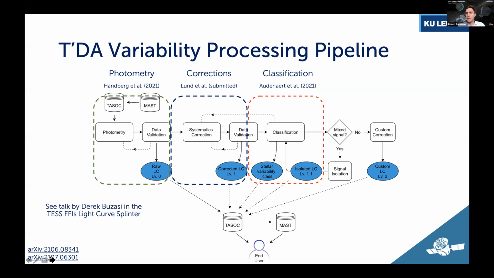Now, the TESS variability processing pipeline actually comprises multiple modules. The first module is the photometry module, and here we go from the images to the actual light curves. In the next one, we do corrections using two different methods, a CBV method and an ensemble method. And then the third one, the classification, that's my focus for today, where we actually classify all light curves down to a TESS magnitude of 15 that got processed by the previous modules, and classify them according to their variability type. In case you want to learn more about the previous two modules, you can see the talk by Derek Buzasi in the TESS FFI Splinter session.